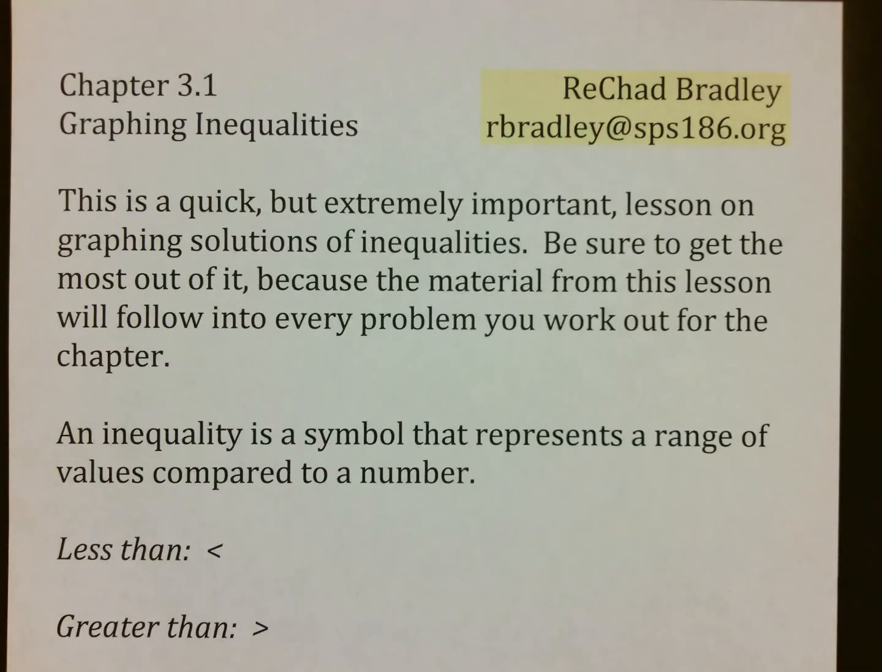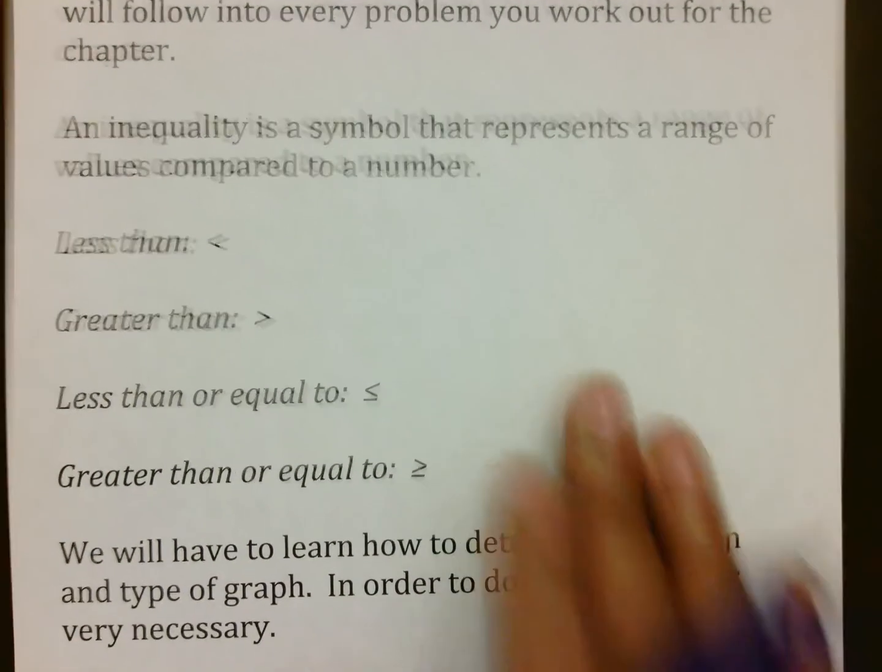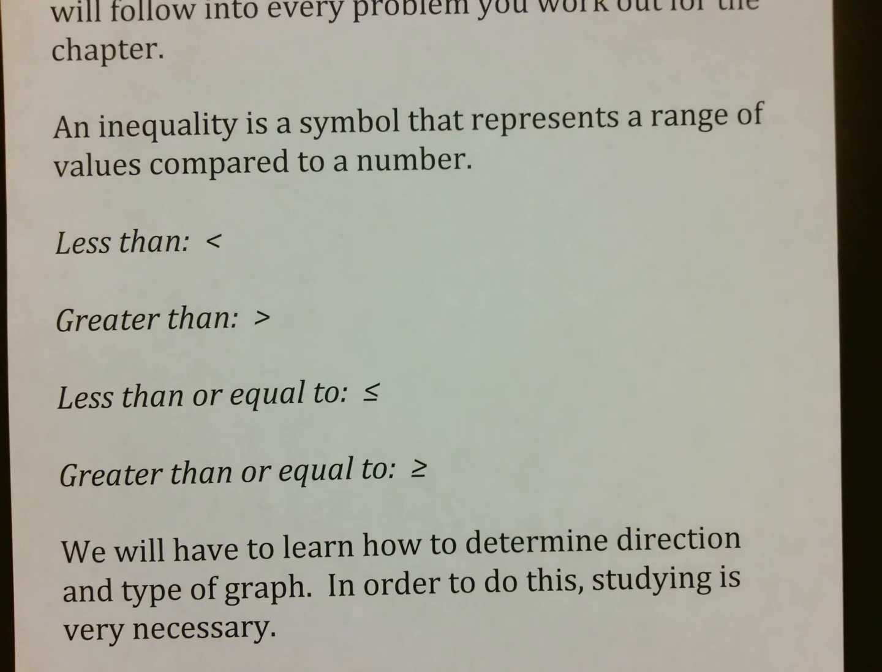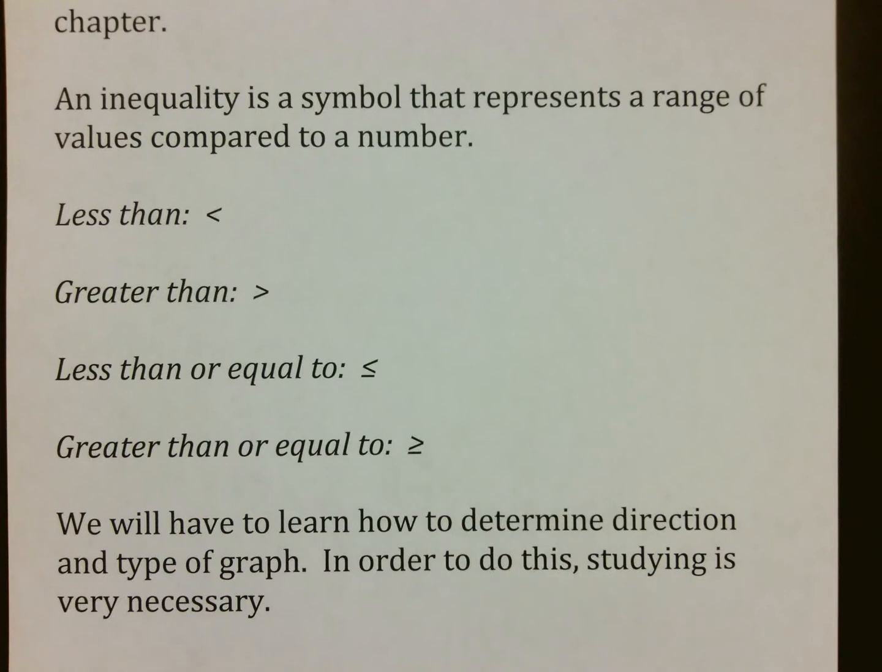Alright, Chapter 3.1 is a very quick but extremely important lesson on graphing solutions of inequalities. Just be sure to get the most out of it, because the material from this lesson is going to follow into everything you work out for the chapter. An inequality is a symbol that represents a range of values compared to a number, whereas an equality means that something is equal to something else or has the same value as something else. An inequality means it could be a range of anywhere from 1 to a million, from -2 to -1,000,000. It could be anything like that.